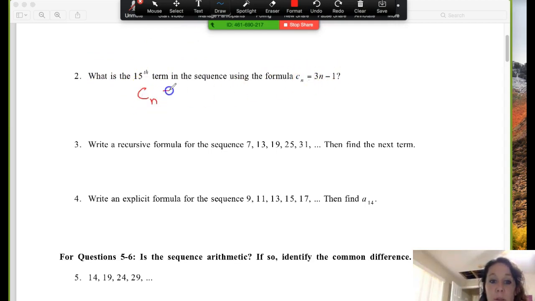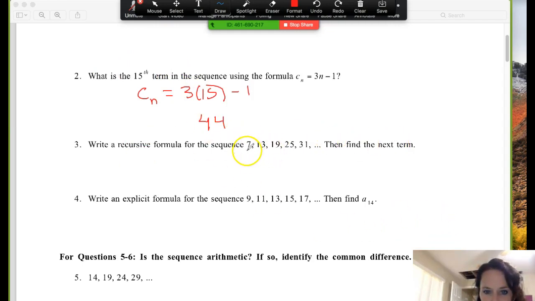Here's an explicit formula in its reduced form. So I'm just going to plug in 15 for that number and then subtract 1. 3 times 15 is 45. 45 minus 1 is 44. Simple enough. Okay, let's write a recursive formula for this sequence and then find the next term.